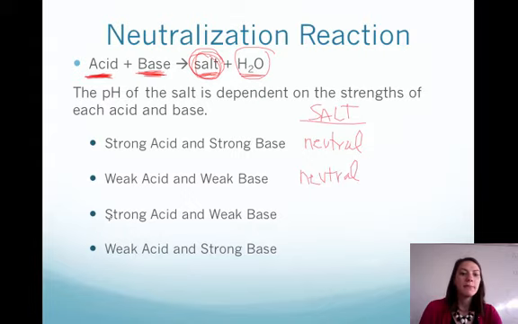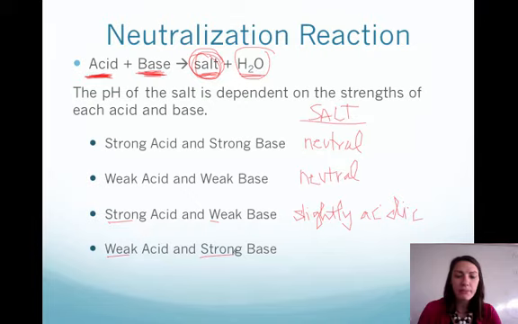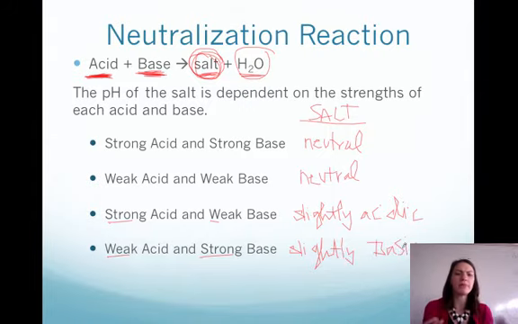All right. Here's where it changes. I've got a strong acid with a weak base. Well, the strong acid is going to make the pH a lot closer to an acid. So this is going to be slightly acidic. All right? And then if I've got a weak acid, but this time with a strong base, well, it's going to be more basic. So it's going to be slightly basic. All right? And that should make sense to you if you think about when you're combining either a strong acid or a strong base, weak acid, weak base.